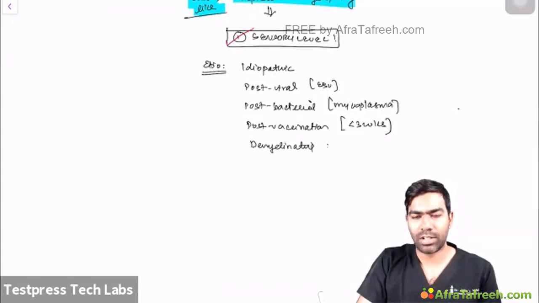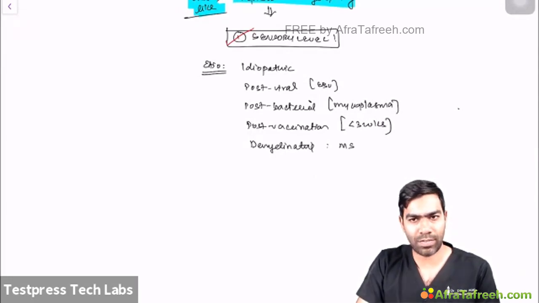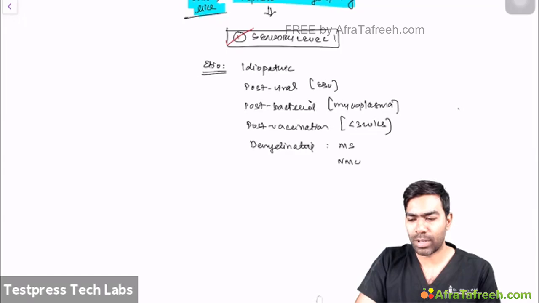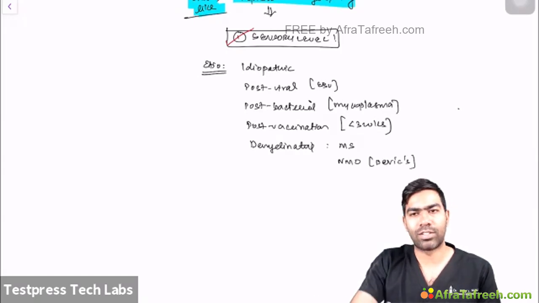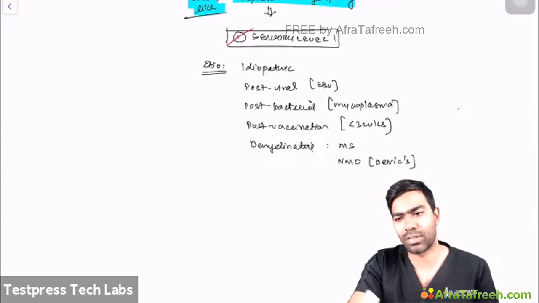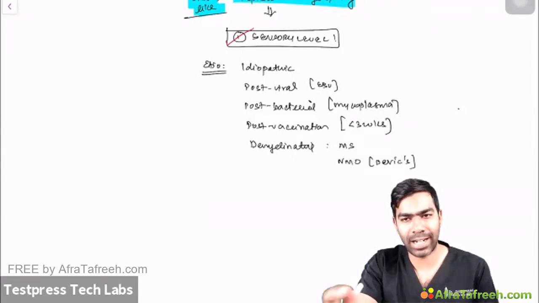Demyelinating disorders. 2 demyelinating disorders are extremely important. One is multiple sclerosis, which of course affects the spinal cord. Second is neuromyelitis optica, otherwise referred to as Devic's disease. So these are the 2 important demyelinating disorders of the spinal cord. These are the most important etiologies and differential diagnoses as far as acute transverse myelitis is concerned.